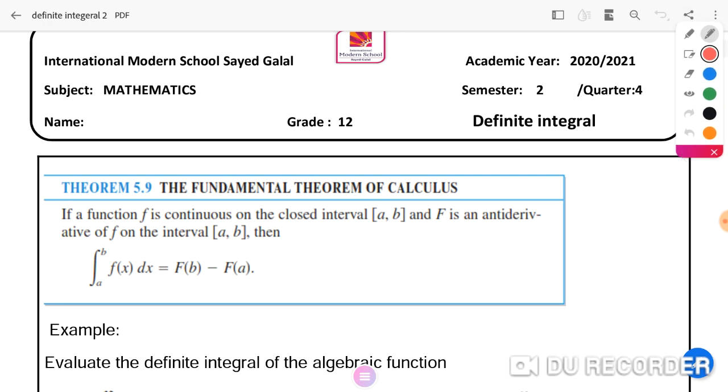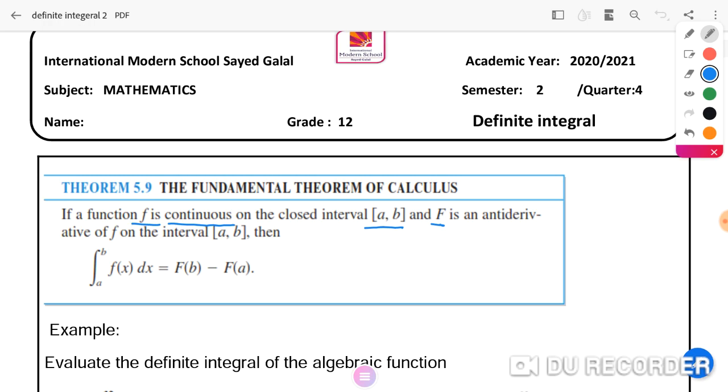Here, if a function f is continuous, this means it has no gap, no interruption in the curve of the function on a closed interval a and b, and capital F is an antiderivative of function f on the closed interval from a to b.